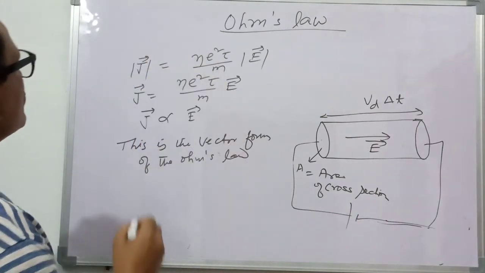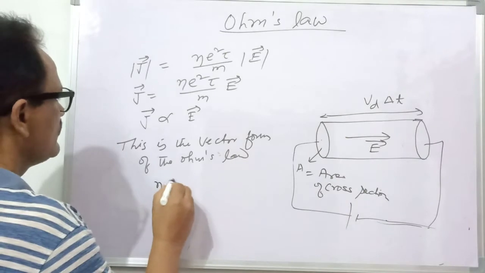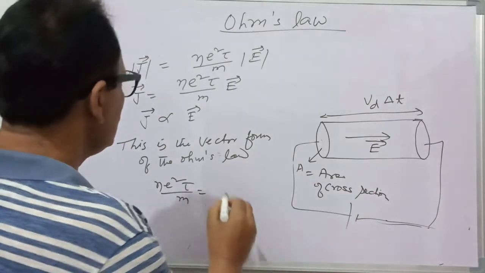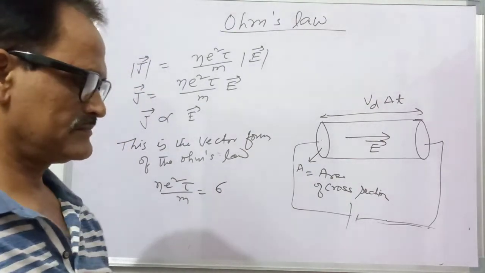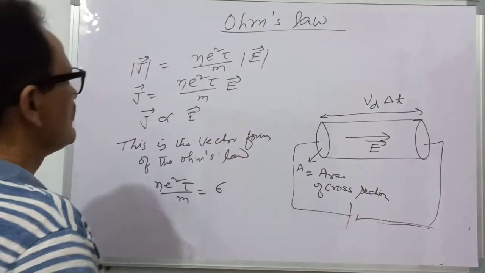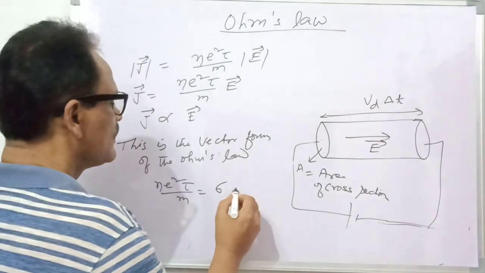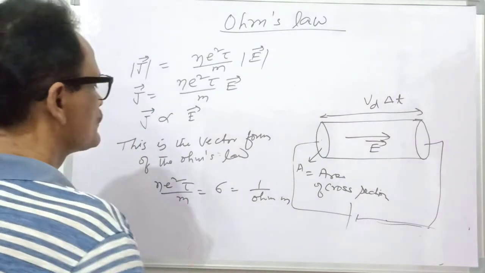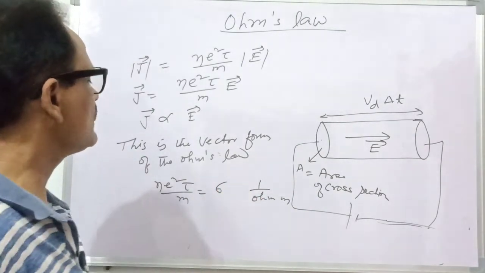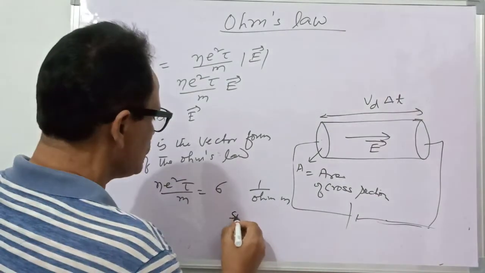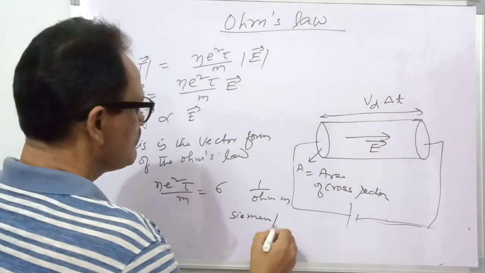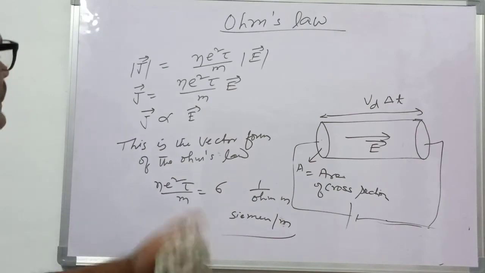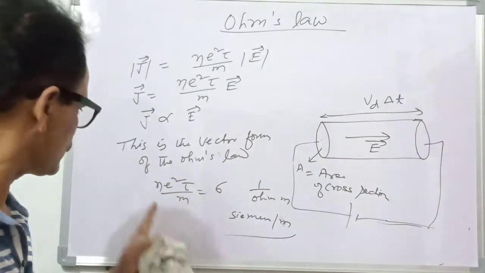And this is the constant, and this constant ne square tau by m is known as conductivity, and it is represented by sigma, and its unit is 1 by ohm meter. 1 by ohm is known as Siemen, and Siemen per meter is the unit of conductivity.